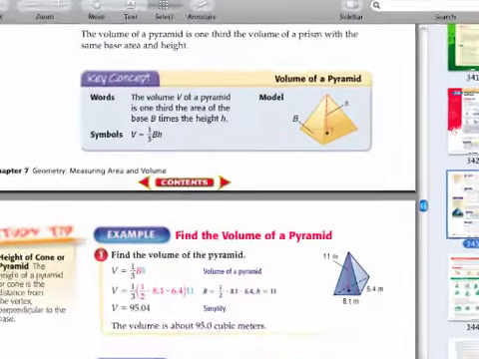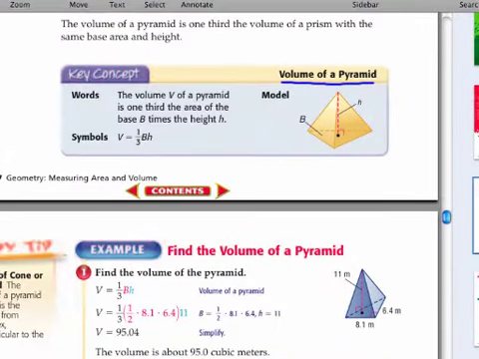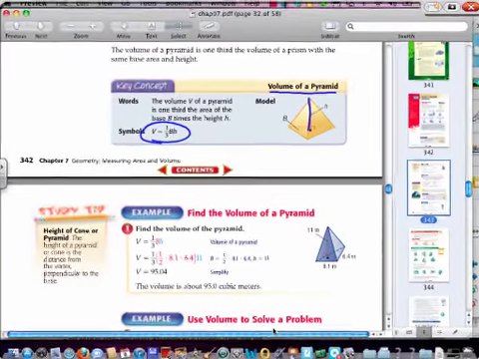When we're talking about a pyramid, the volume of a pyramid is simply 1/3 of whatever the base is, whether that's a triangular base or a rectangular base or whatever. It is 1/3 the base times the height. How tall is the pyramid? So there's our formula, 1/3 base times height.